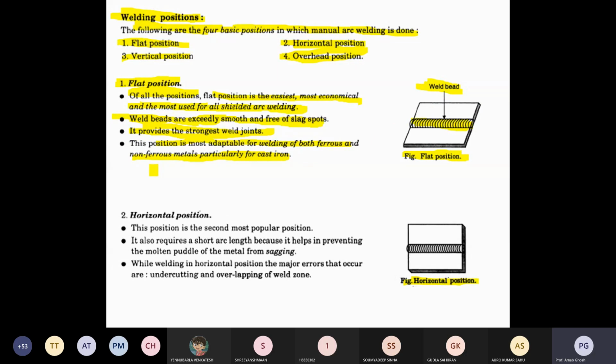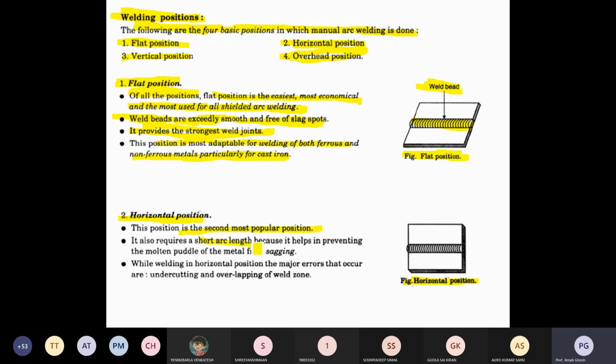So here you can understand that one. Horizontal means you can see the welding is given along the x-axis, but it is not exactly the x-axis, you can see some inclination. Then horizontal positions, what happened? This position is the second most popular. So first is easiest and most economic, second is most popular.